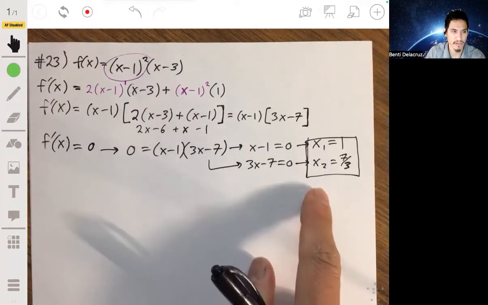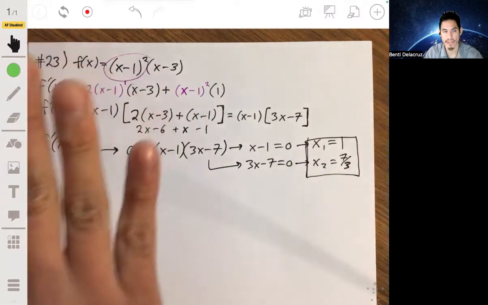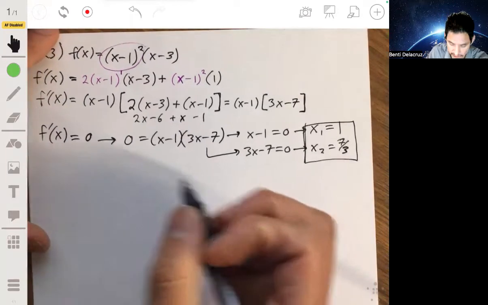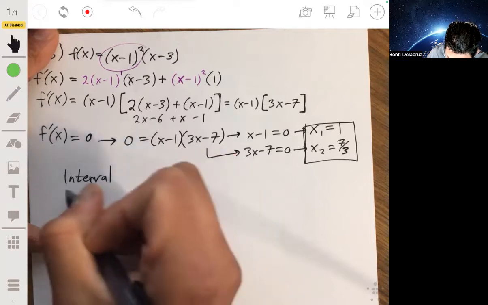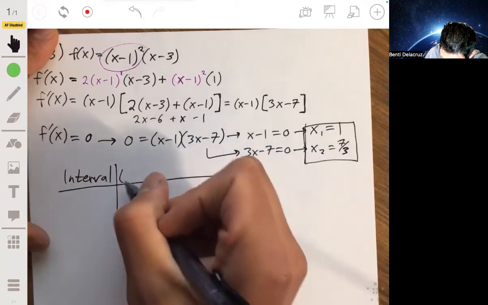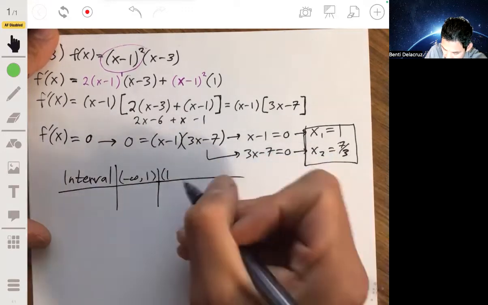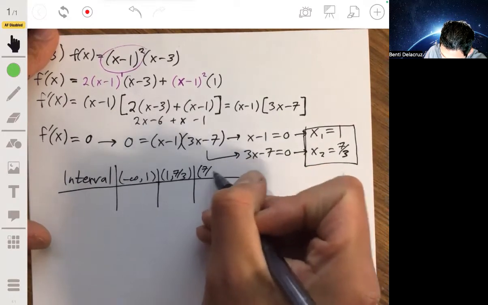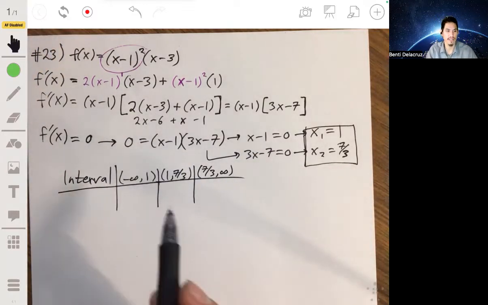So we break our interval up at these points. This function is defined everywhere, so the domain is all real numbers. So we just set up a table. I like to put the intervals in the first row across. So go from negative infinity to 1, then 1 to 7/3, then 7/3 to infinity.